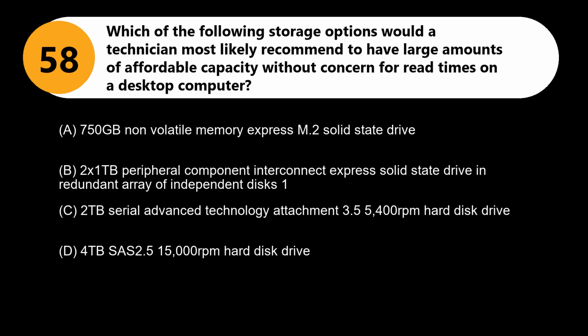Question 58. Which of the following storage options would a technician most likely recommend to have large amounts of affordable capacity without concern for read times on a desktop computer? Option A, 750 GB non-volatile memory express M.2 solid-state drive. Option B, 2x1 TB peripheral component interconnect express solid-state drive in redundant array of independent disks 1. Option C, 2 TB serial advanced technology attachment 3.5, 5,400 RPM hard disk drive. Option D, 4 TB SAS 2.5, 15,000 RPM hard disk drive. The correct answer is option C, 2 TB serial advanced technology attachment 3.5, 5,400 RPM hard disk drive.